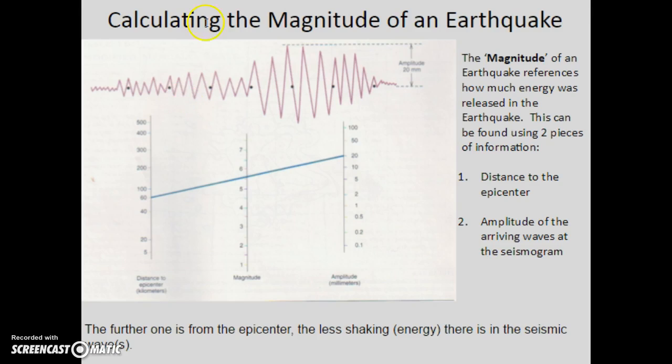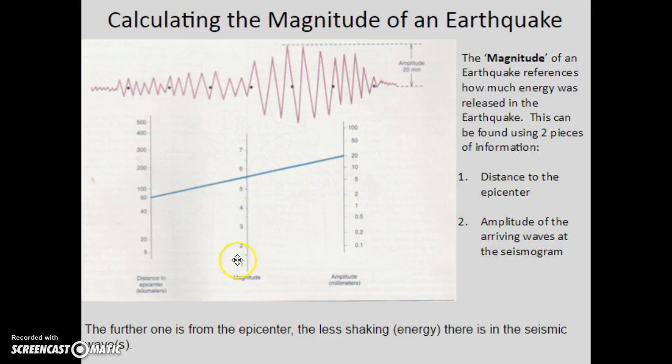But here goes. When we calculate the magnitude of an earthquake, we're really looking at how much energy was released in the earthquake. This can be found using two pieces of information. If we know the distance to the epicenter and the amplitude of the arriving waves at a seismogram, we can connect the dots, find where it crosses through, and determine the magnitude.